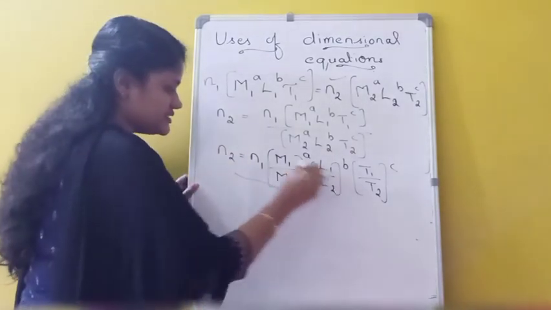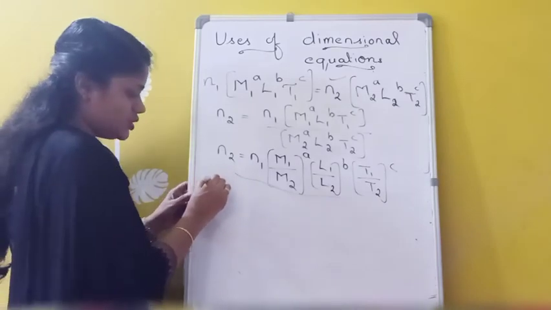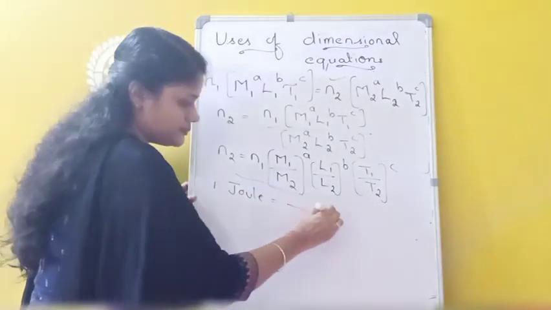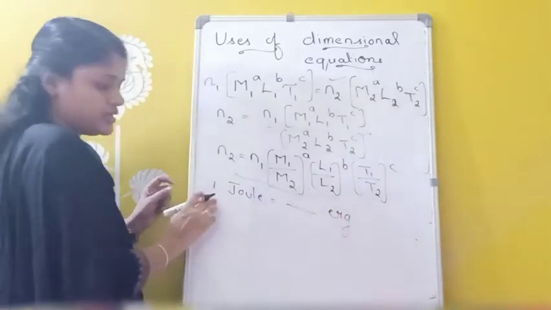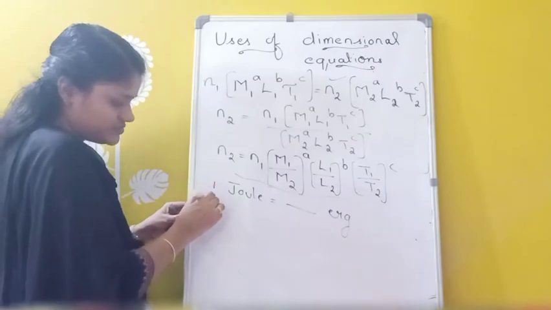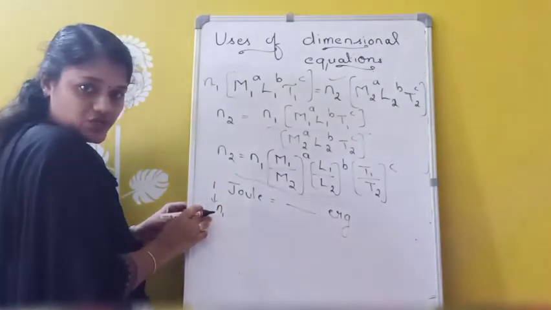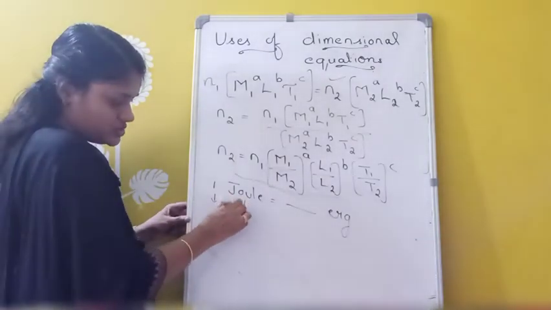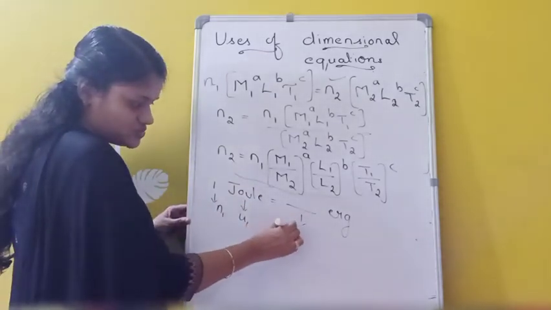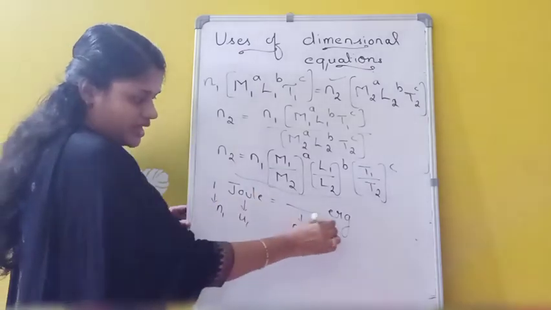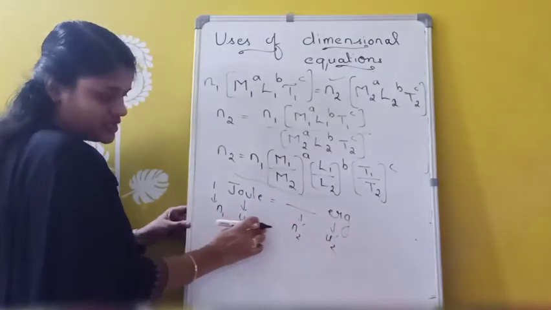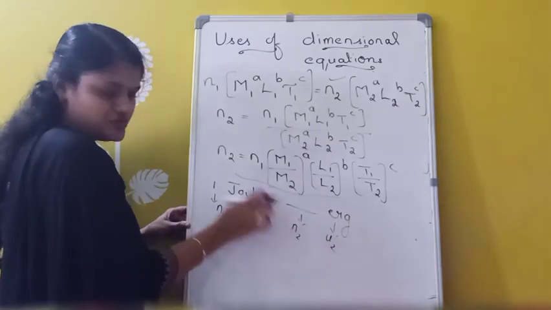For example, suppose I want to convert 1 joule into erg. We need to find 1 joule is how many erg. Here 1 is N1, the numerical value in the first system, and joule is the unit in the first system. Here we have to find N2, and erg is the unit in the second system. Clear? N1 U1 equals N2 U2, and in that we have to find N2.